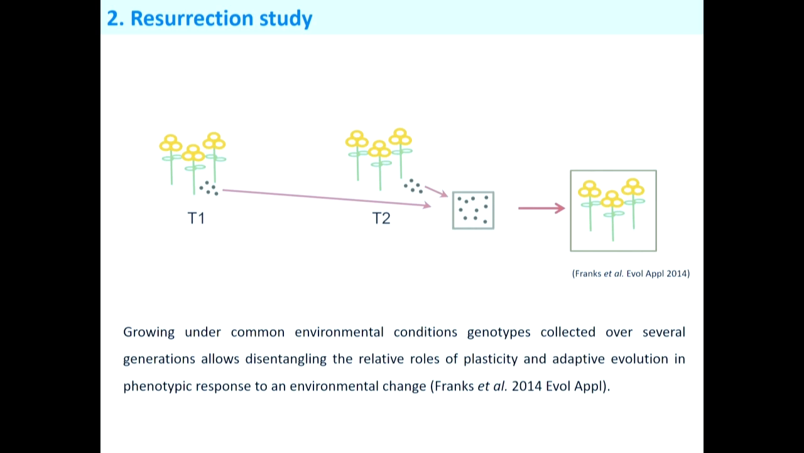Okay, so the second approach is a resurrection study. For people who are not familiar with this approach, what we do is collect seeds from plants of the same population over several generations. Then, after collecting these seeds over several generations, you plant all these seeds in the same environment. And this is really interesting because this type of study can distinguish the relative roles of plasticity and adaptive evolution in phenotypic response.